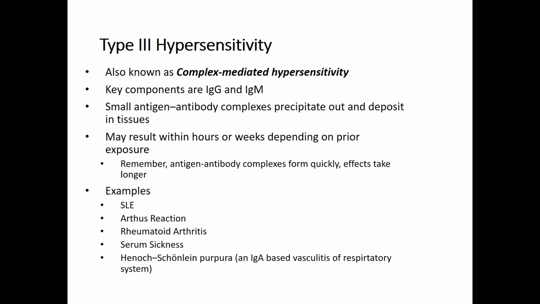Some of the examples we're going to see are things like lupus, SLE, systemic lupus erythematosus, the Arthus reaction, which we're going to go over, rheumatoid arthritis, serum sickness, and Henoch-Schönlein purpura, which is a vasculitis of the respiratory system.